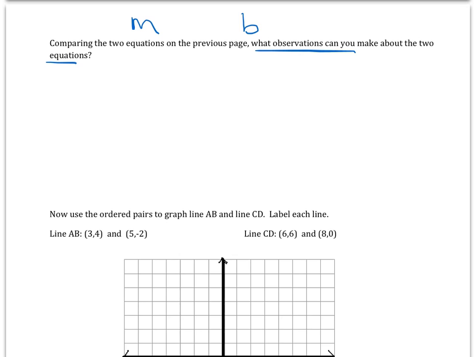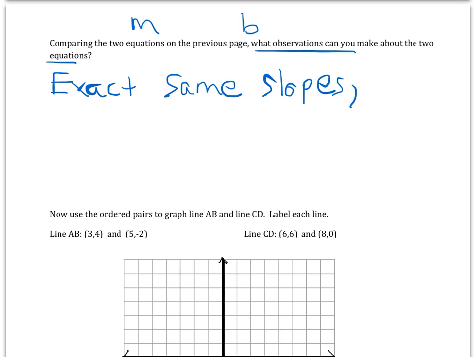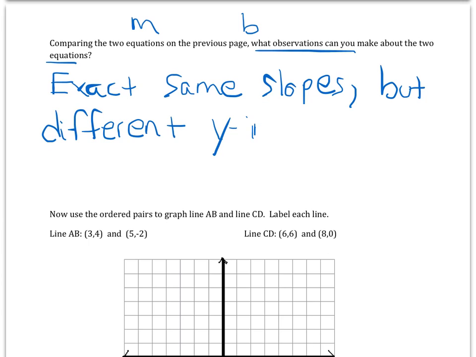Okay, what you should have said, and I'm going to shorthand it, is something like this. They have the exact same slopes, but different y-intercepts. Exact same slopes, but different y-intercepts.